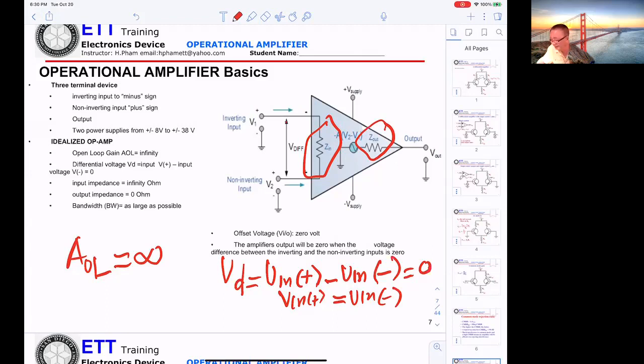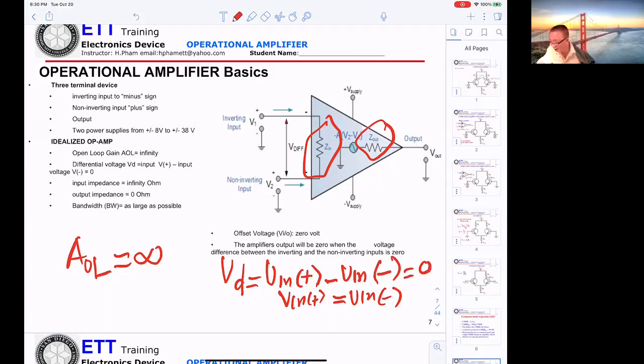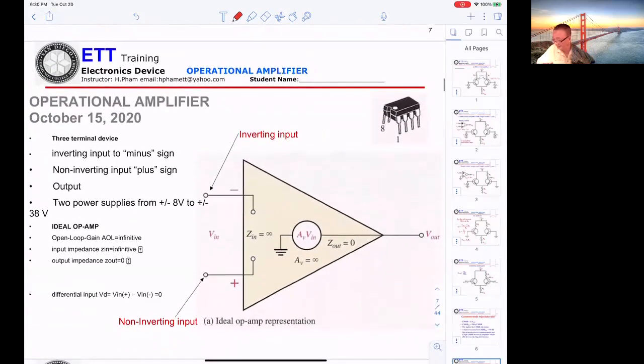That means VD equals 0, then output equals 0. However, if not, that means the offset gets a value. In this case, the offset is supposed to be 0. Whatever is coming in will be coming out. This is another picture of the same thing. Okay, it's more clear.